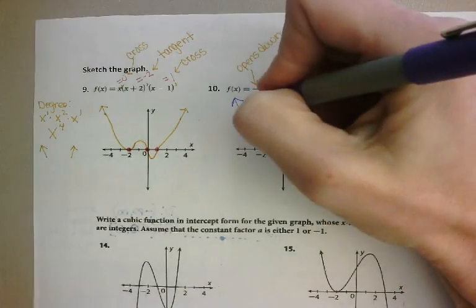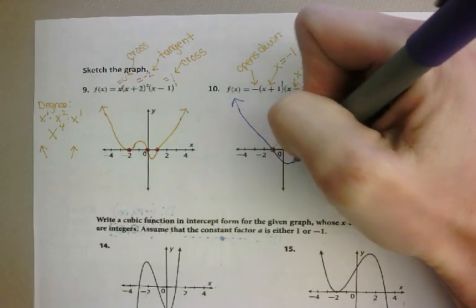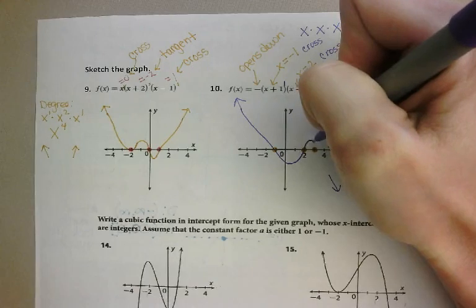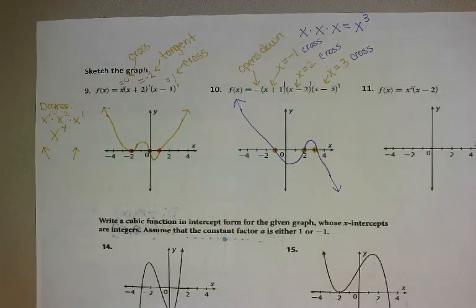Okay, so we're crossing through this one. I got to come back up and cross through this one. I got to turn back around and cross through that one so that my ends go in opposite directions. Okay, let's try one more.